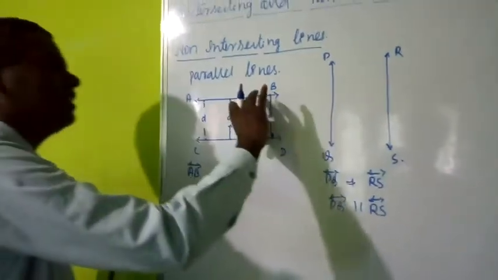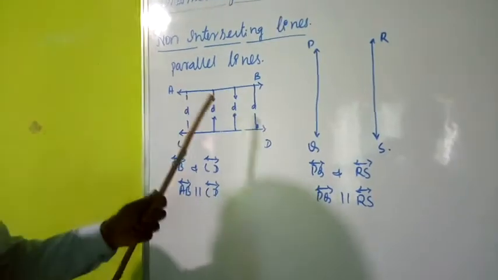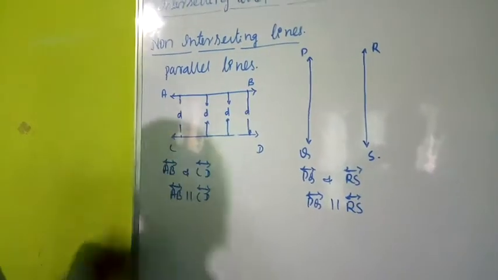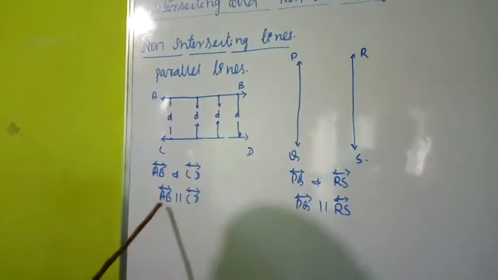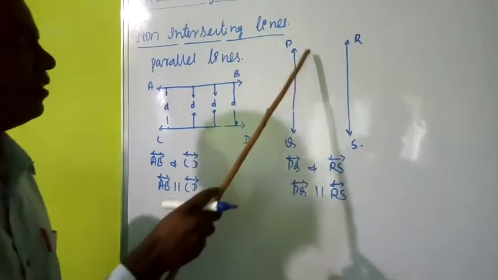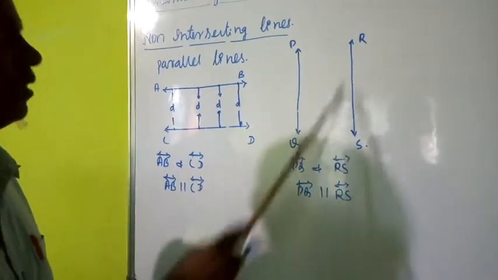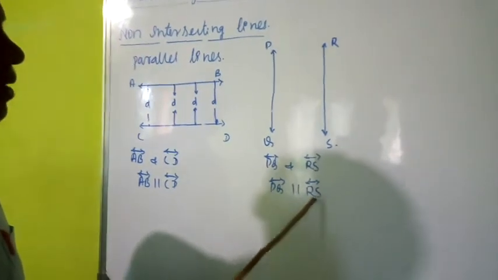These lines, however far they go, cannot meet. Okay, such a type of lines is called parallel lines. Here AB and CD are the parallel lines. So diagrammatically AB is parallel to CD. Once again here also PQ and RS are the two parallel lines. Diagrammatically PQ is parallel to RS.